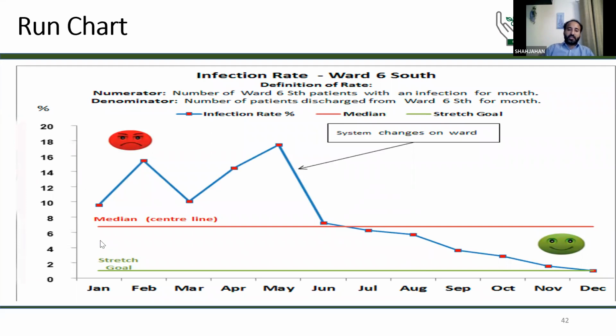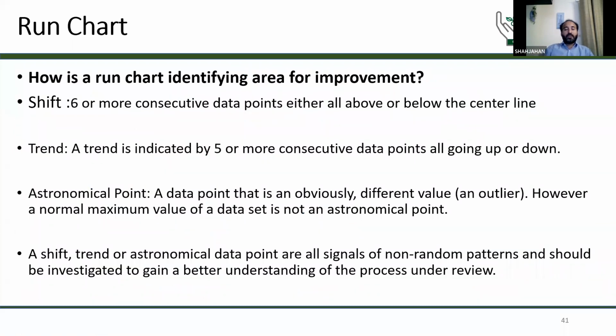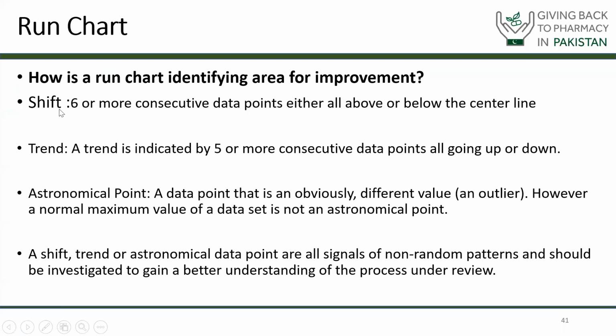You can just see this is the median here. This is the median line. So I will just show you here what the meaning of a shift is. A shift is 6 or more consecutive data points, either all above or below the center line. So this is known as the shift. What is a trend? A trend is indicated by 5 or more consecutive data points all going up or down. This is the trend. And what is an astronomical point? An astronomical point is a data point that is an obviously different value, an outlier.